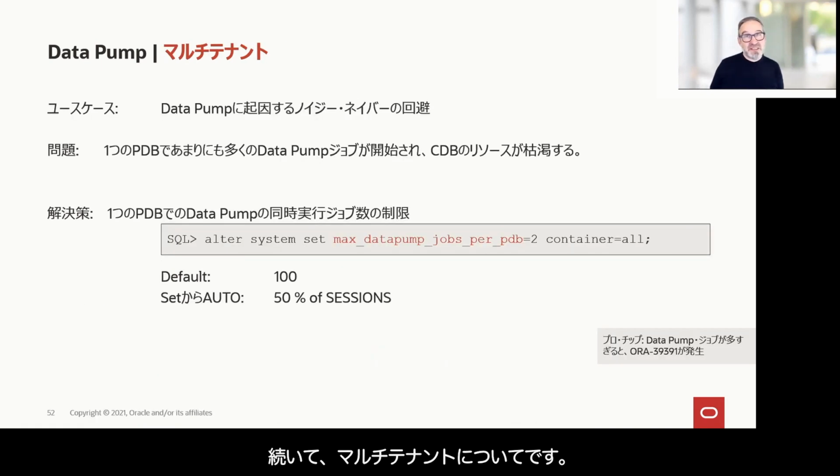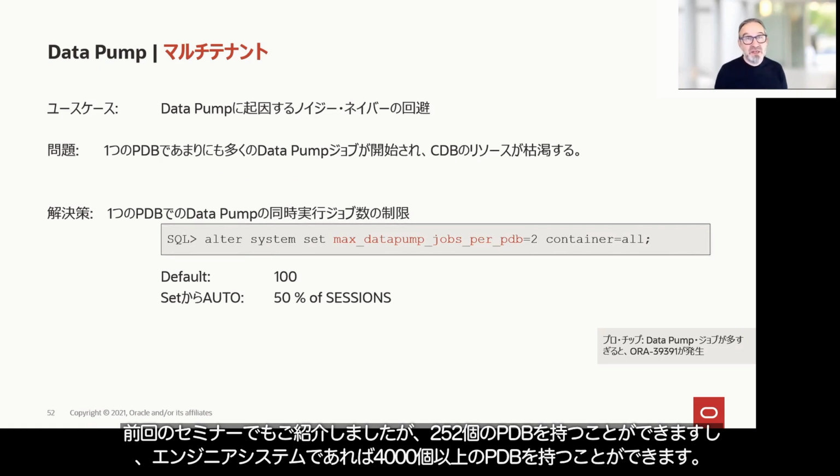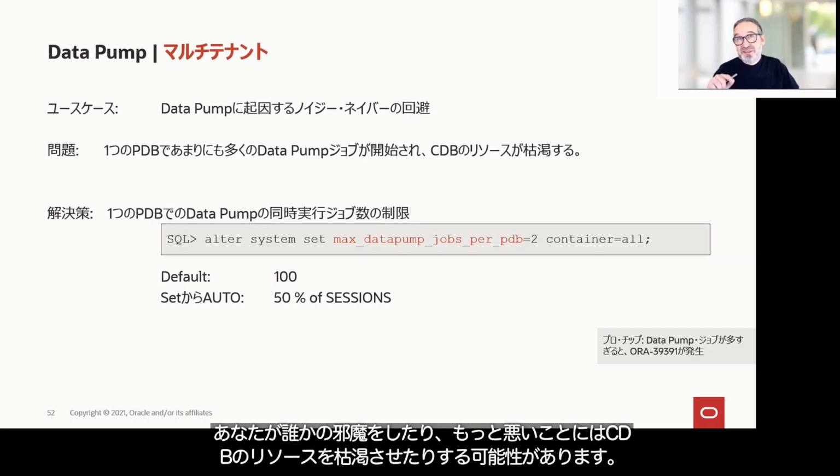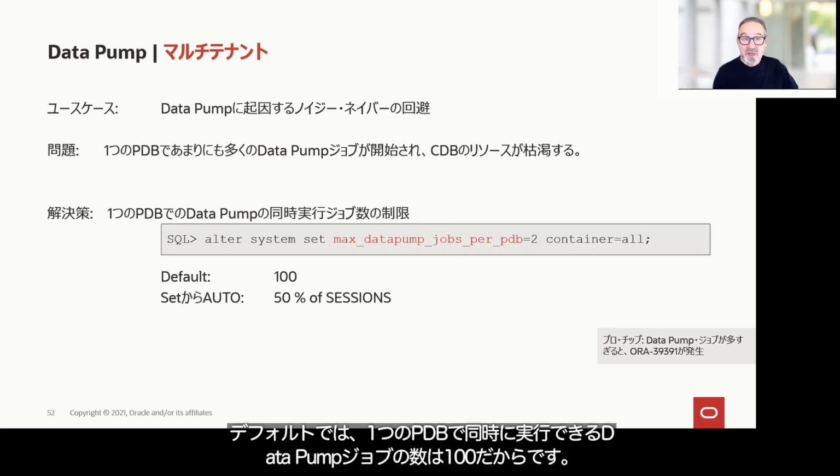And then let's go to multi-tenant. As you know from our previous seminar, you can have up to 252 PDBs, or if you have an engineered system, up to 4,000 and something PDBs. And if you run Data Pump now in some of them in parallel, there's a good chance of what we call the noisy neighbor syndrome: that you either disturb somebody else, or, even worse, that you're depleting the resources of the CDB. Because by default, the number of Data Pump jobs running concurrently in one PDB is 100.